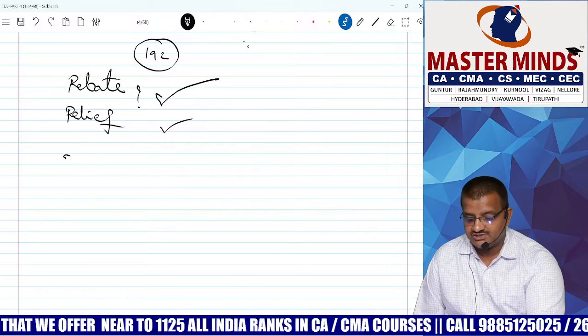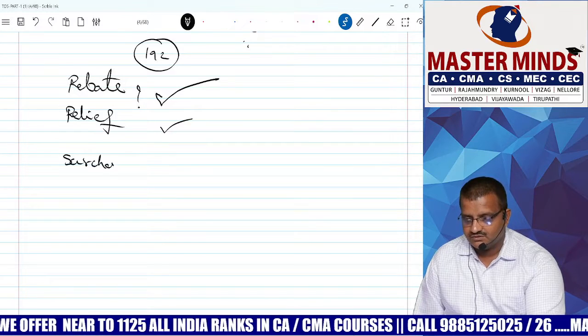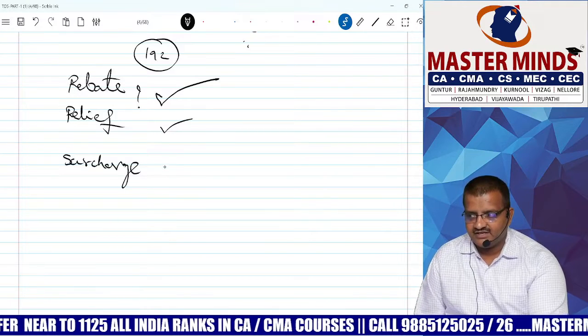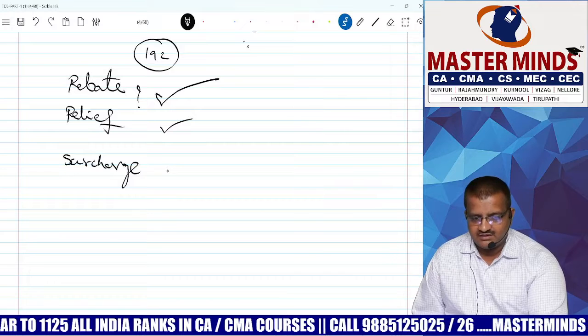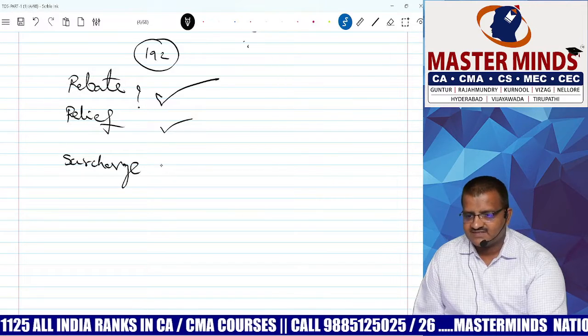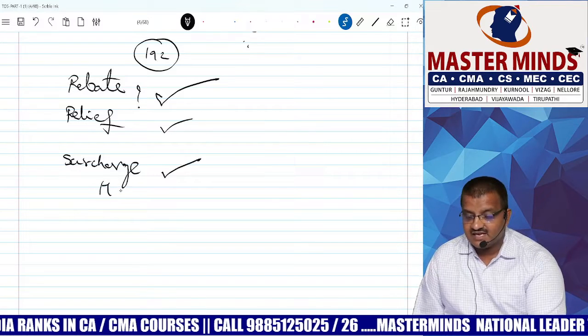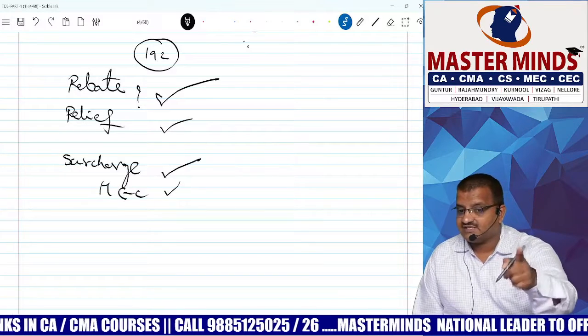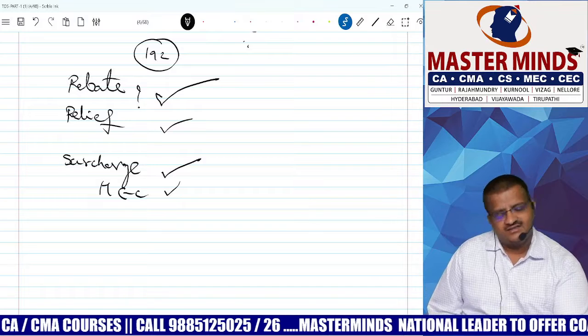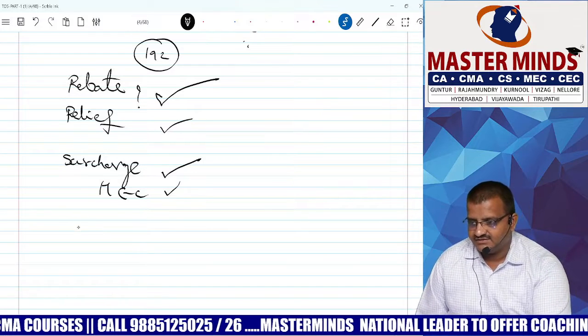Next, sir. Surcharge. Is the TDS rate inclusive of only the rate, or rate plus surcharge plus health and education cess? Rate plus surcharge plus health and education cess, because you are a salaried employee. Correct? Very good. Next.